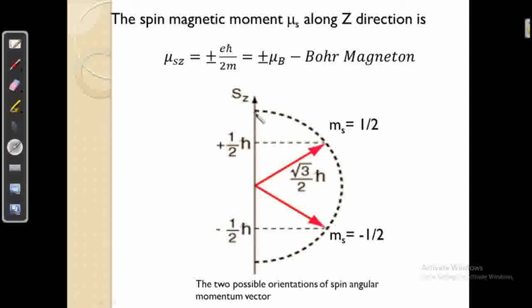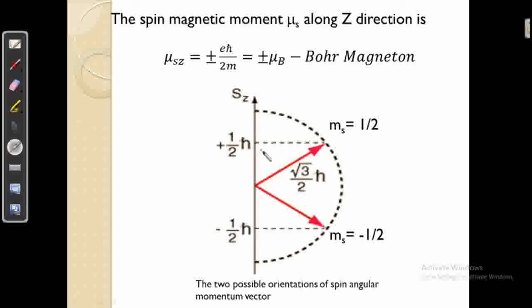So you can see that this is the orientation of the spin angular momentum vector. You can see that the Z component is plus half h cross, minus half h cross. The magnitude of this spin is root 3 by 2 h cross. The magnitude of the spin angular momentum is given by root 3 by 2 h cross. So it should have two orientations. One is in the plus half direction, and the other one is ms in the minus half direction.